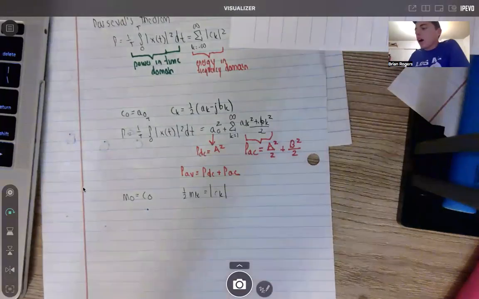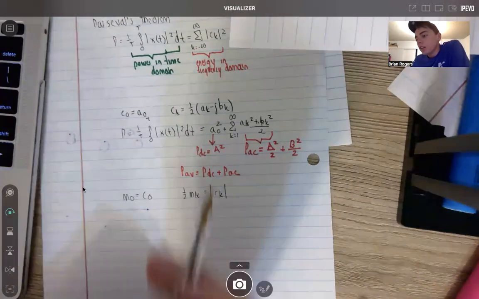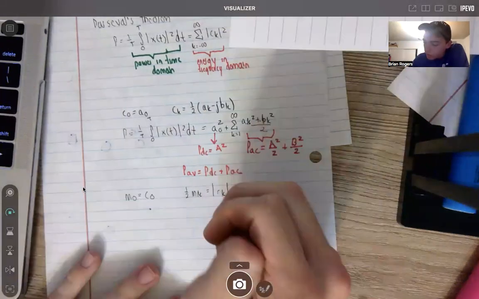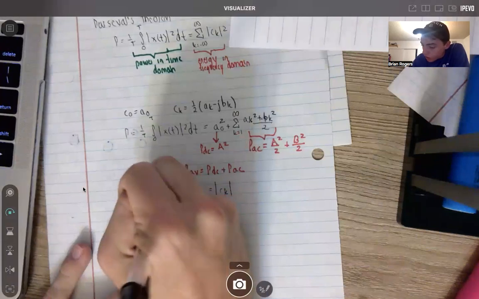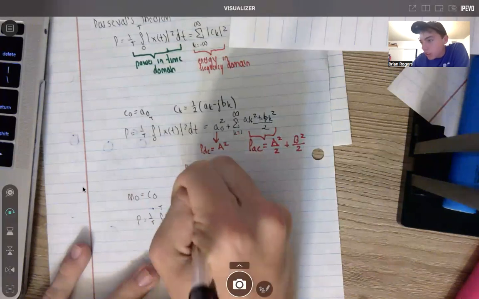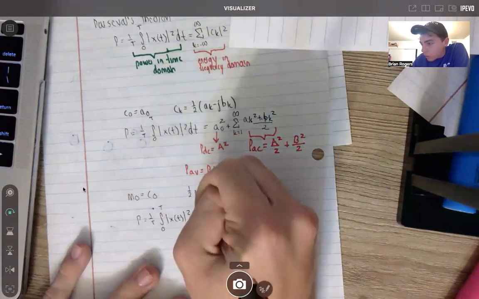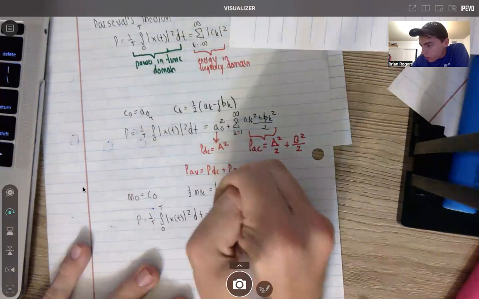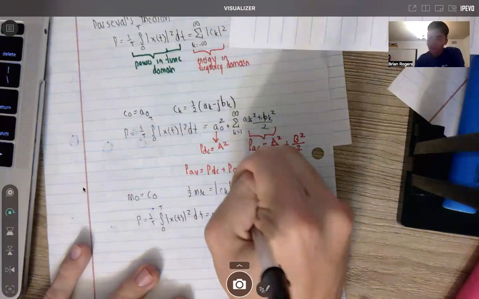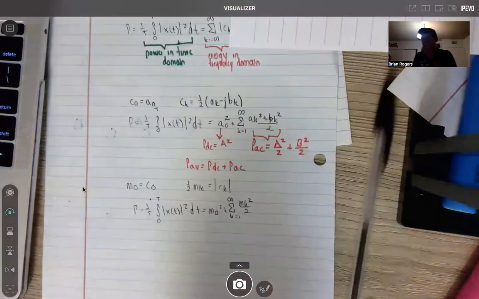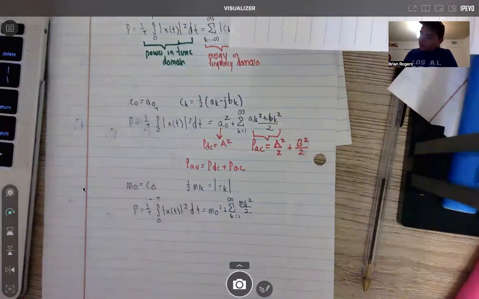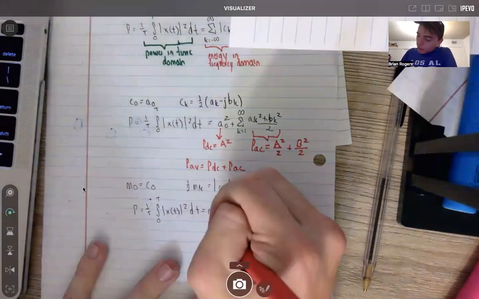And what you're going to notice here is it's almost the same thing, because remember, power by Parseval is 1/T, integral from 0 to T, of the magnitude of x(t) squared dt. That's going to equal M naught squared plus the summation from 1 to infinity of M K squared all over 2. The important thing to realize here is your M K squared over 2. This right here is the same thing.